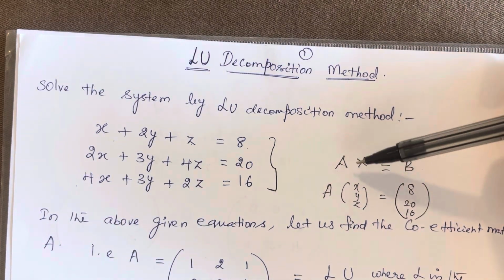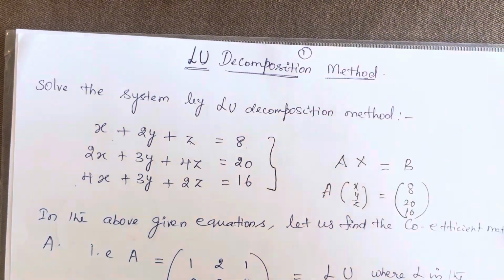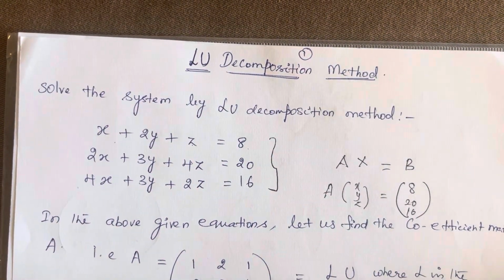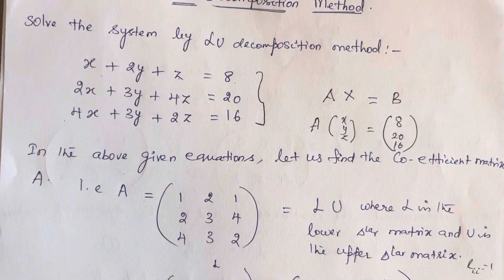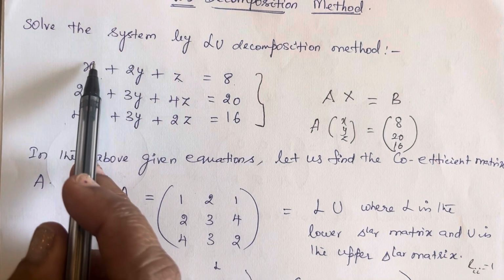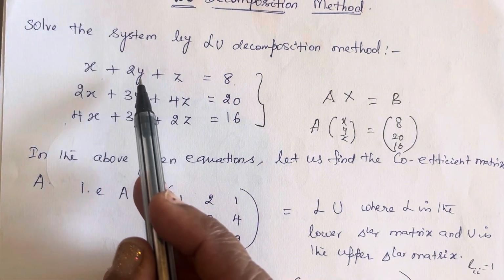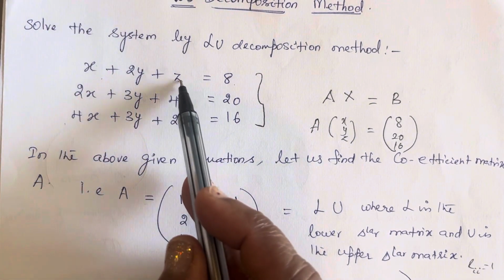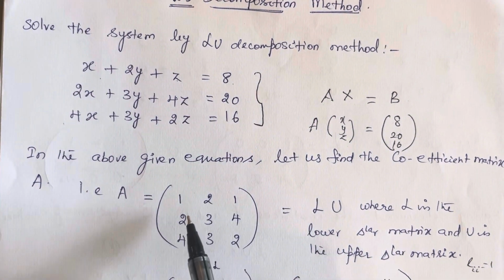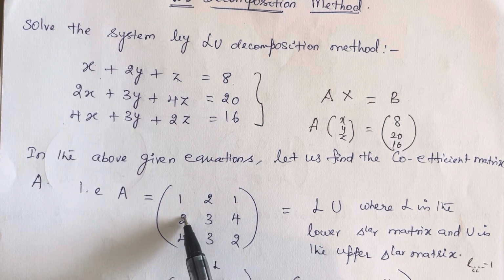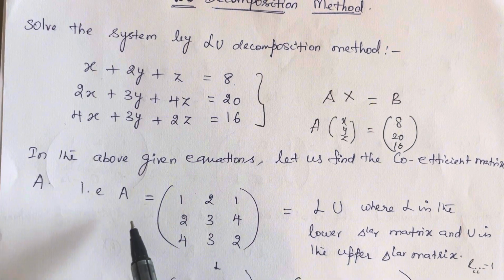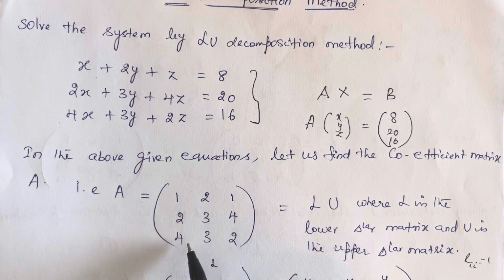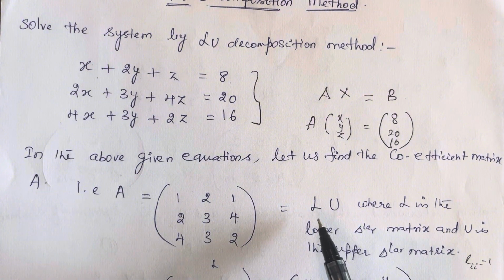For this, we need to find what A is. A is nothing but the coefficient matrix which we get from the given equations. That is, the coefficient of x is 1, the coefficient of y is 2, and the coefficient of z is 1, so I substituted 1, 2, 1. Similarly, for the second equation it is 2, 3, 4, and for the third equation it is 4, 3, 2. So A is equal to 1, 2, 1, 2, 3, 4, 4, 3, 2.